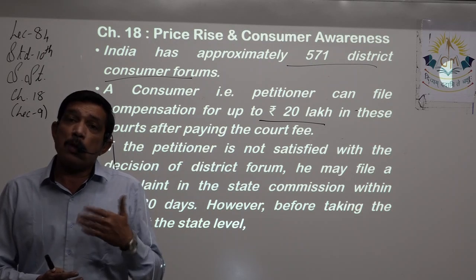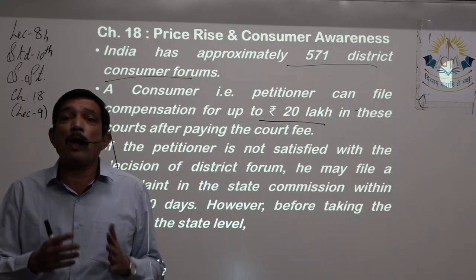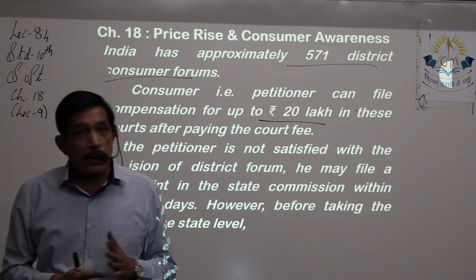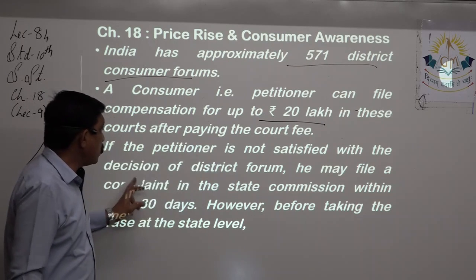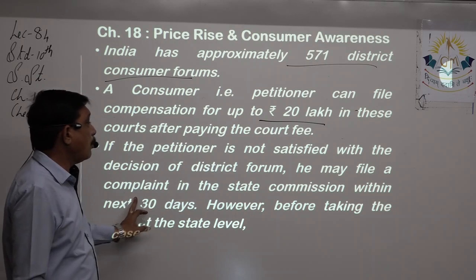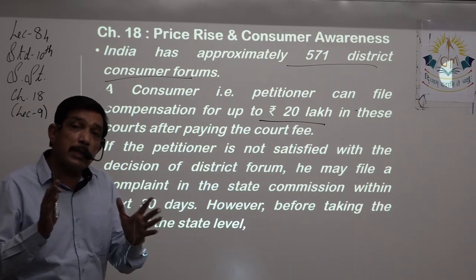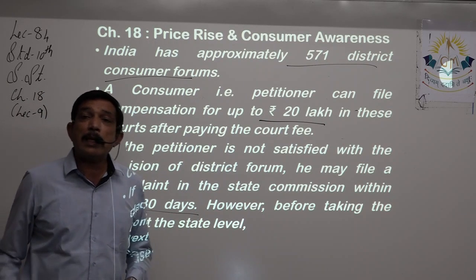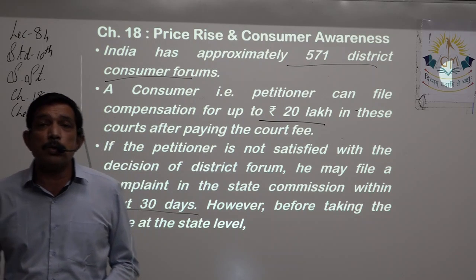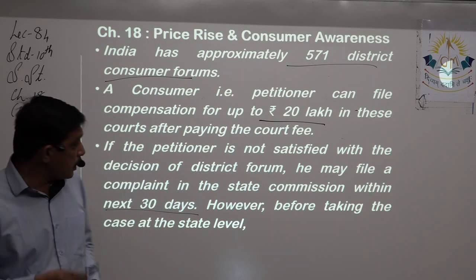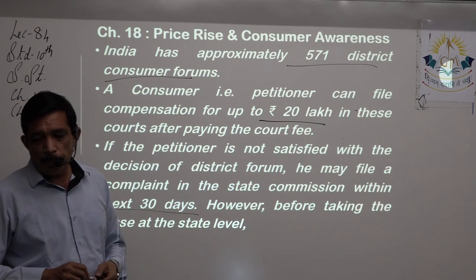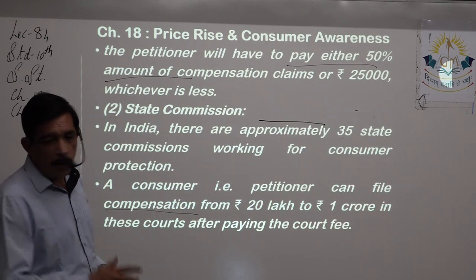So if you are not satisfied by the judgment, you have full liberty to go one step higher, that is the state level, right? If not satisfied with the decision of the district forum, he may file a complaint with the state level, but that has some rules and regulations. What is that? Within 30 days. Within the next 30 days of the judgment, he should approach the state level. And there are some fees.